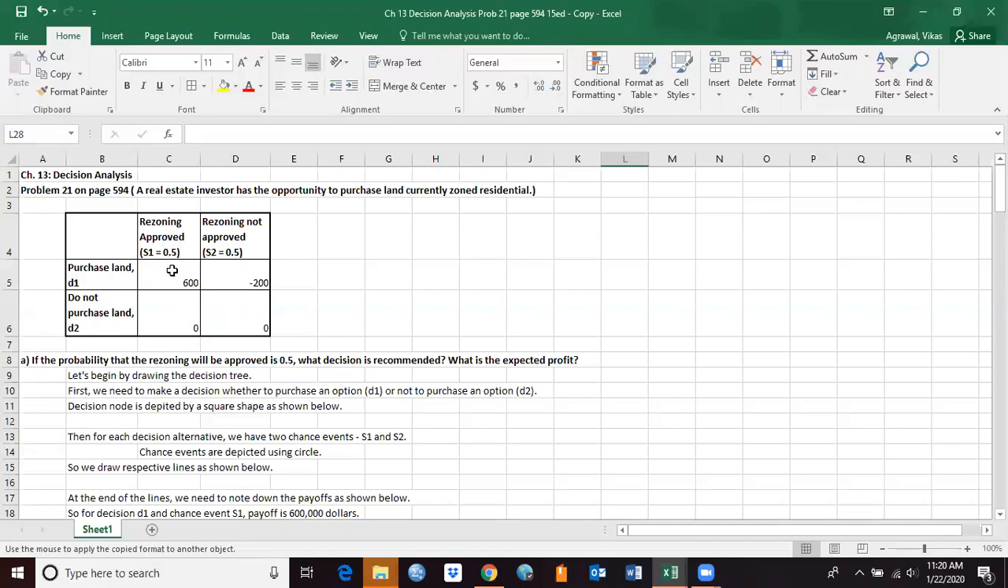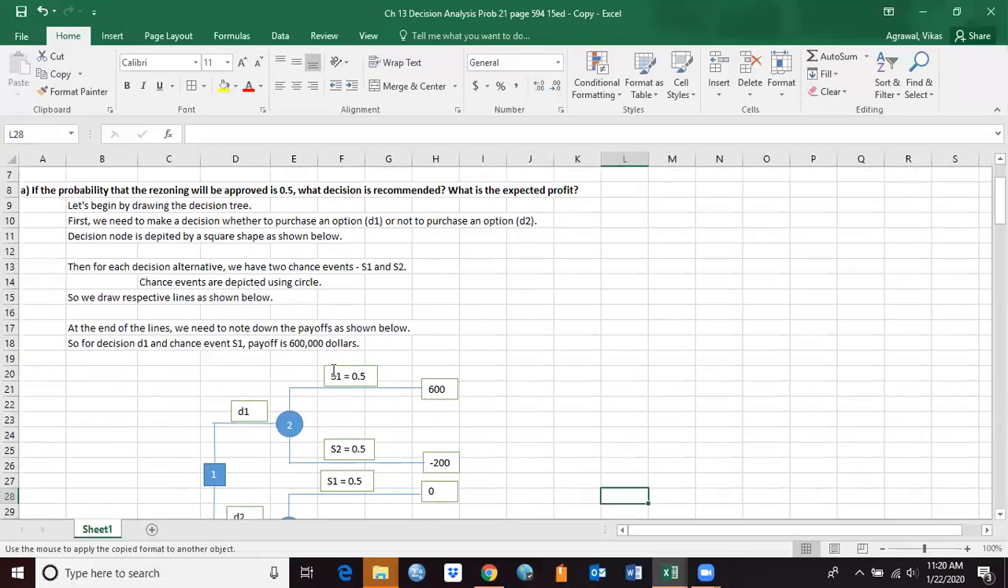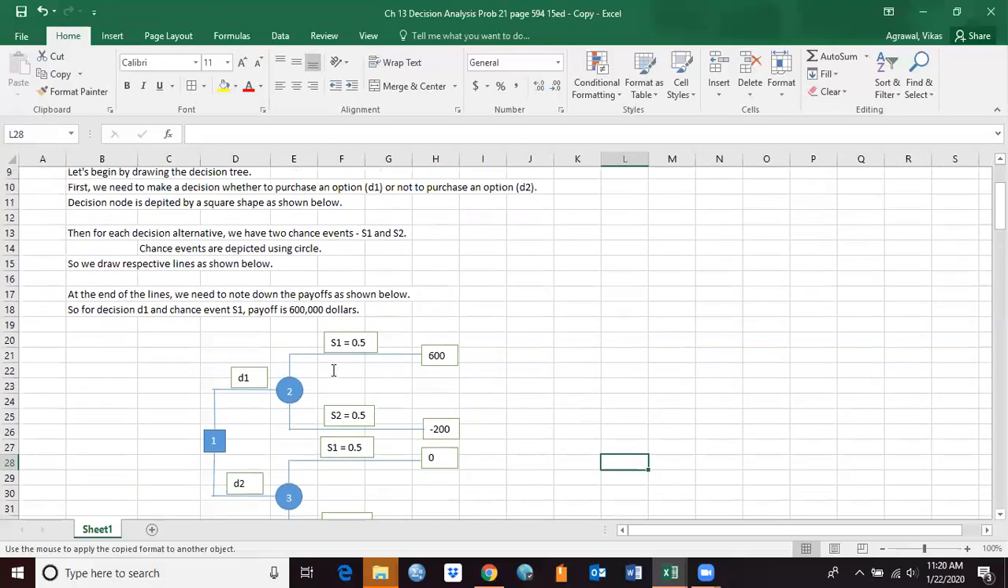So with this information, again the investor is trying to find out the best possible decision, given that there are unknown events, those events being rezoning probability. It could be rezoned to commercial land, or it may not be rezoned to commercial land. Okay, so let's answer number A. If the probability that the rezoning will be approved is 50% or 0.5, what decision is recommended and what is the expected profit? So when it comes to decision analysis, we always talk in terms of expected value. Okay, and this is how you find out the expected value.